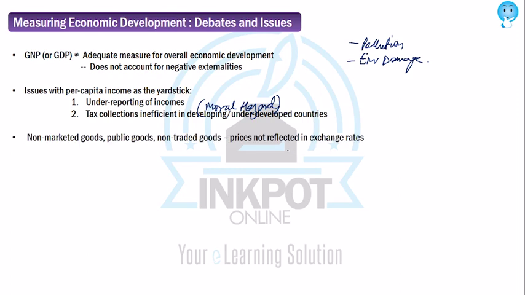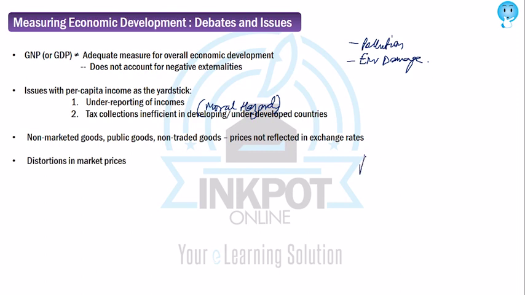Okay, next factor is non-marketed goods or public goods. Essentially those goods which are traded within the country only, they do not go outside. Their prices may not be reflected by exchange rate. Especially if we go by, say, the exchange rate method, how will it give us a clear picture, right? How do we assess economic development across nations? This is an issue. And the last could be distortion in market prices.